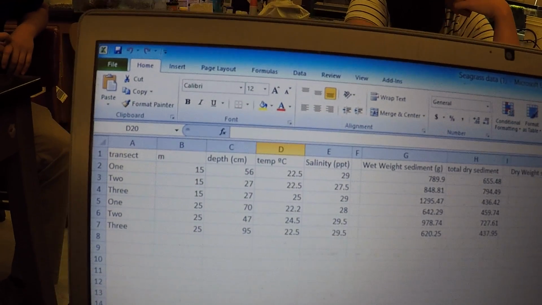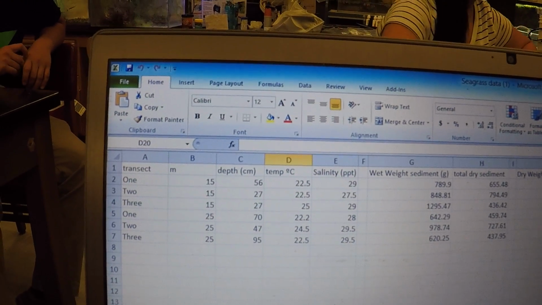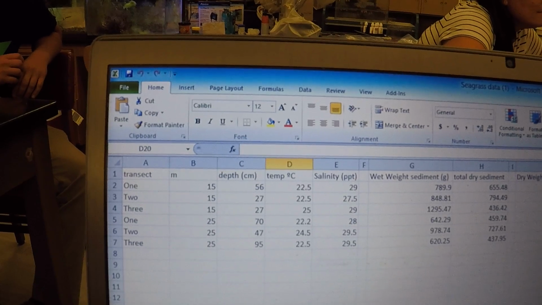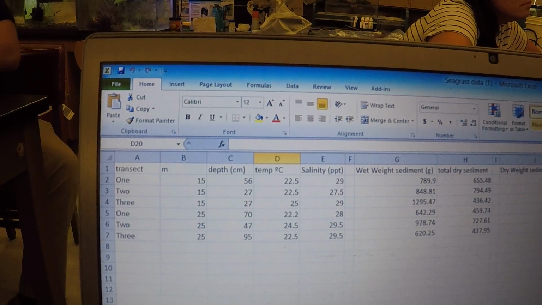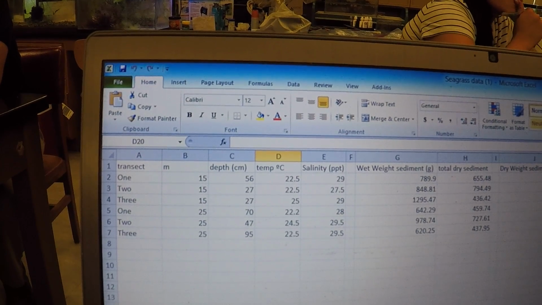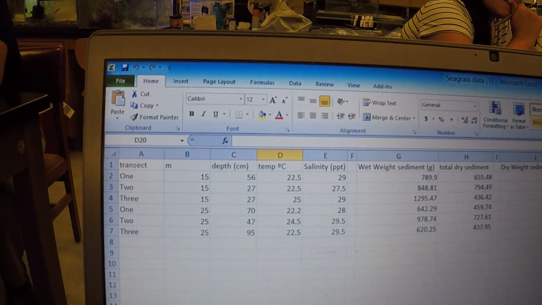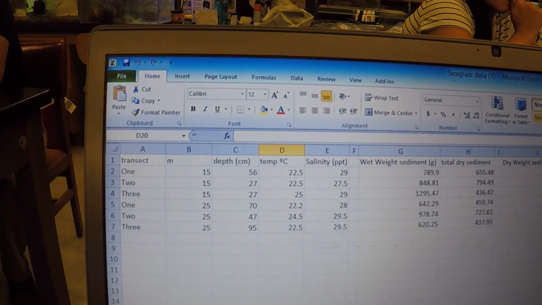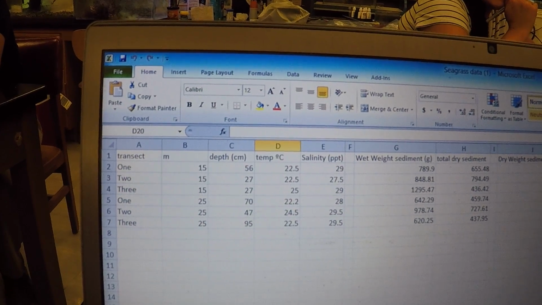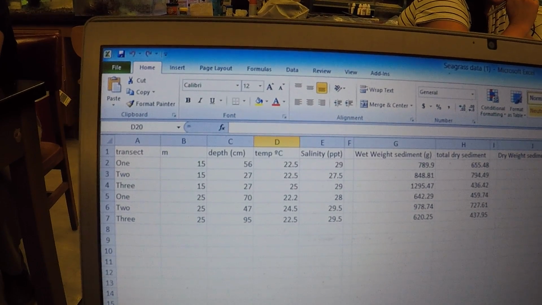Okay, so I'm going to orient you guys to the data. I have opened the seagrass data file that I have emailed you. I have emailed you the seagrass data file as well as the guidelines for the lab report, and I also have posted them as well as the sediment analysis stuff on Moodle.